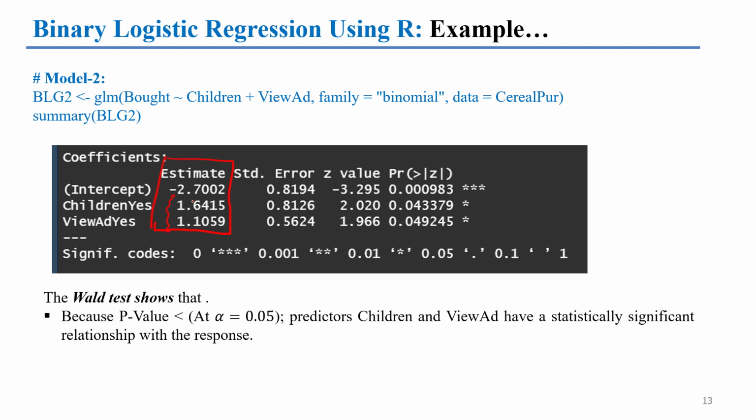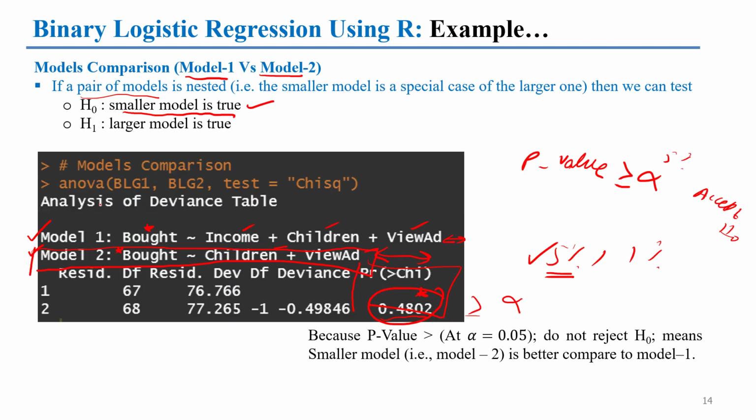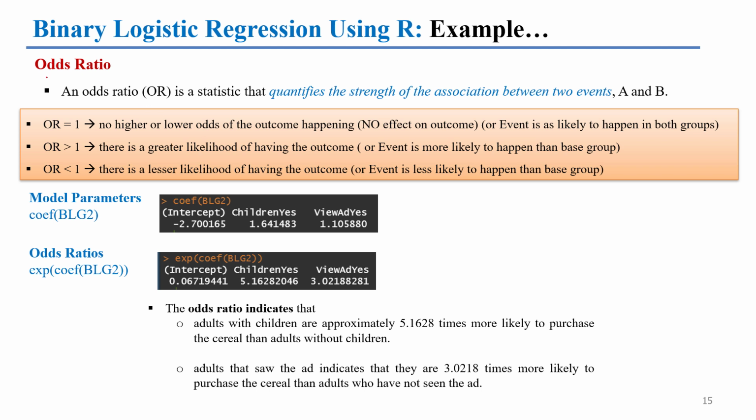The better way is this: because we are trying to predict a probability, we will use another concept called the odds ratio. So what is the odds ratio? The odds ratio quantifies the strength of the association between two events. Right now, the two events are whether the person is going to buy the cereal, or is not going to buy the cereal.